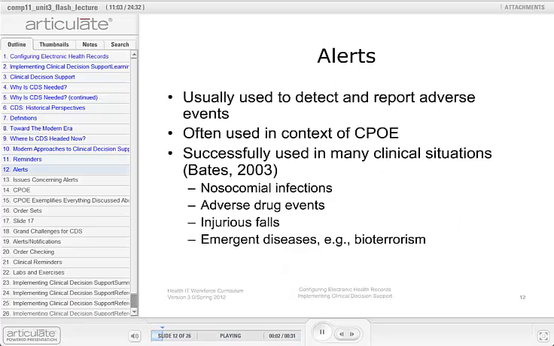Alerts are usually used to detect and report adverse events. They are often used in the context of computerized physician order entry, CPOE, and they have been successfully used in many clinical situations, such as nosocomial infections, or infections that develop in the hospital, adverse drug events, preventing injurious falls, and emerging diseases or related issues like bioterrorism.